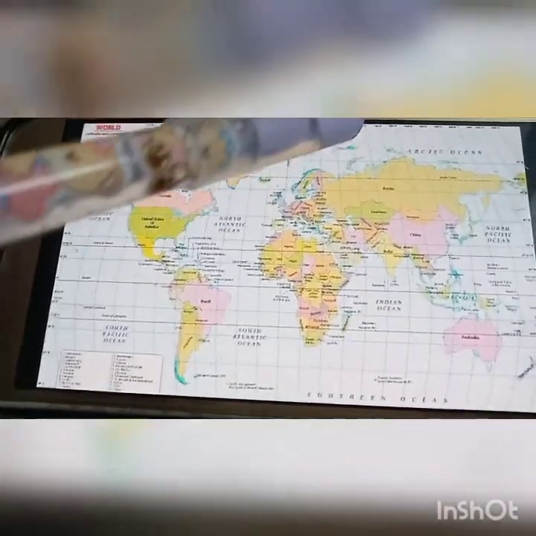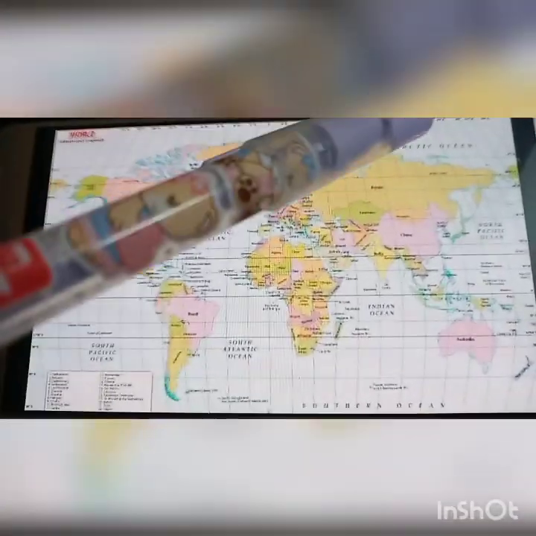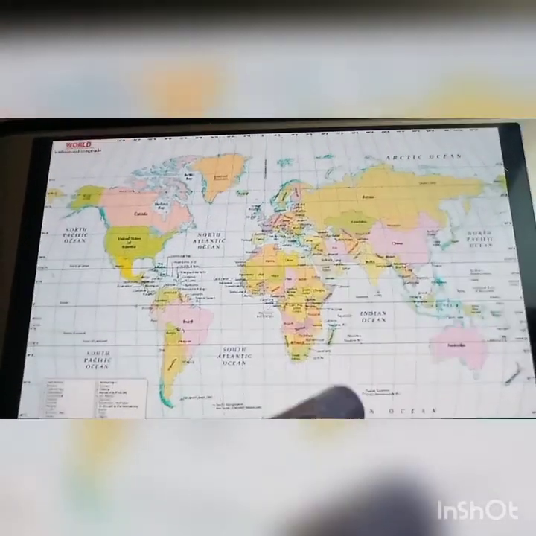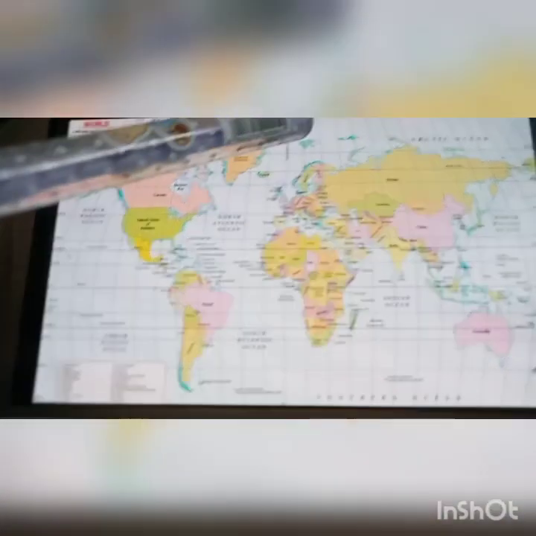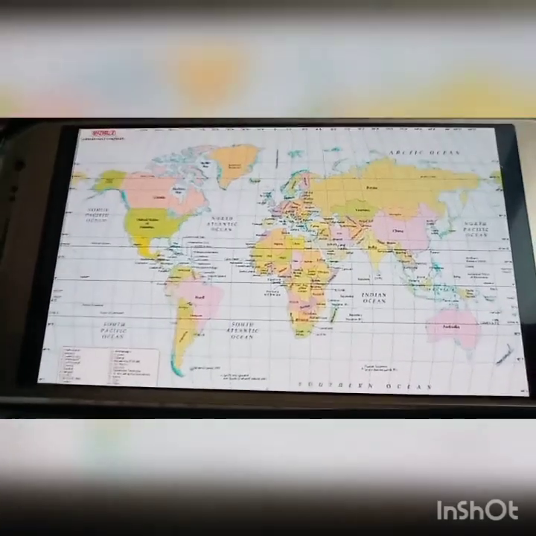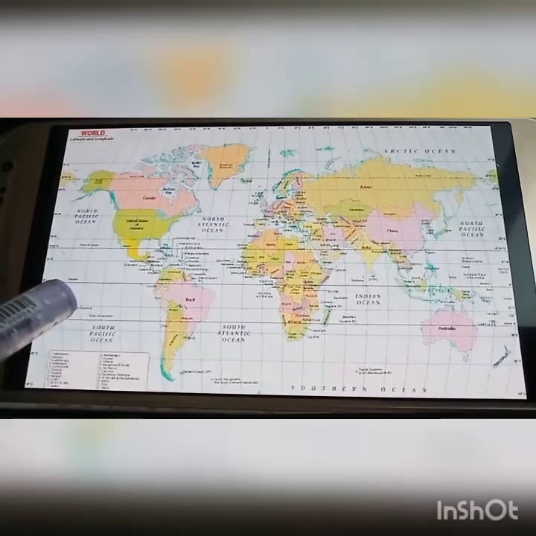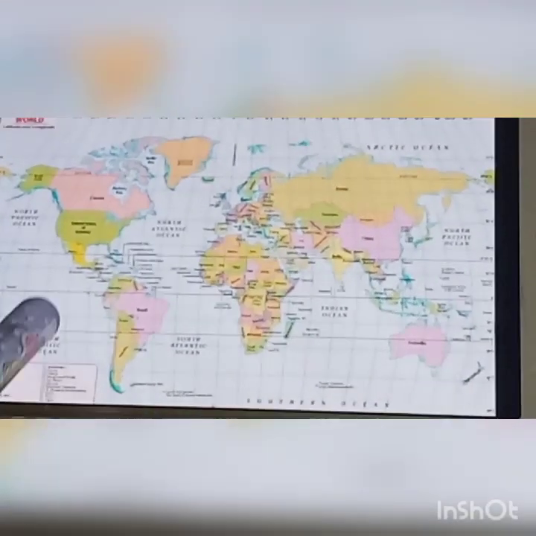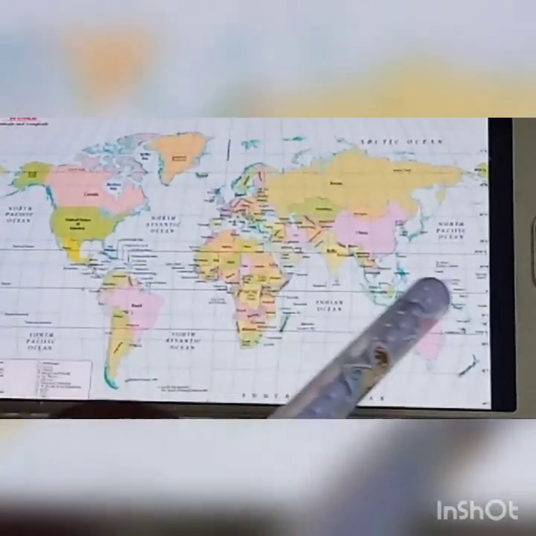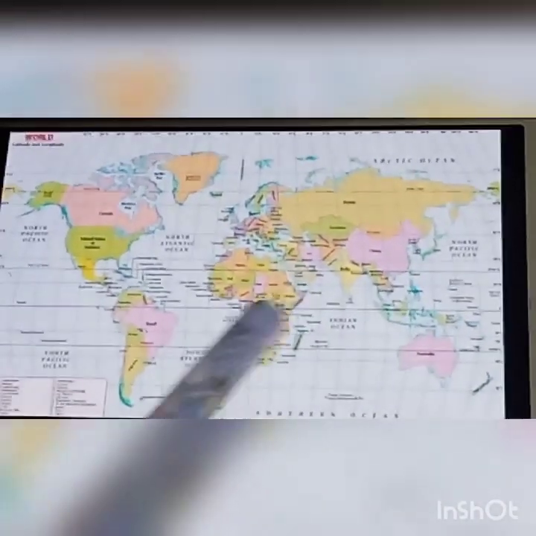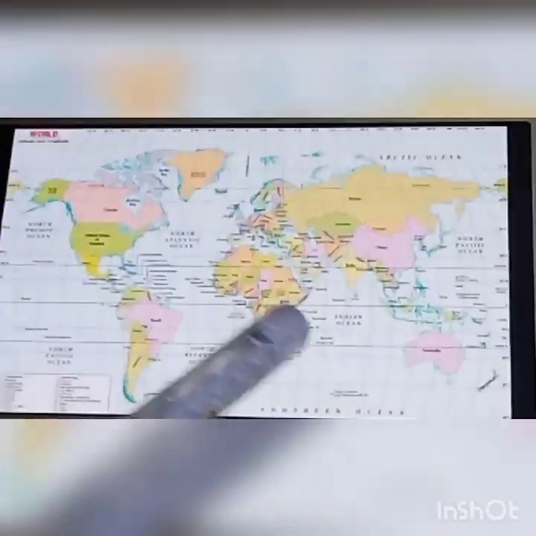These are called the poles, northern pole and southern pole. And these areas possess very low temperature, and we call them frigid zones or cold zones. And what about the equatorial region? Generally the people who live nearby the equatorial region receive more temperature. So that's why we call such a region a warm region.